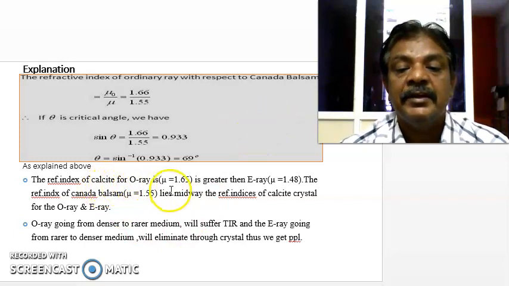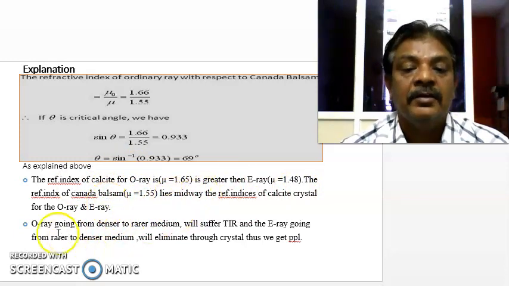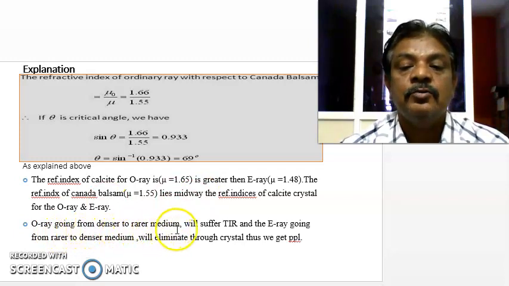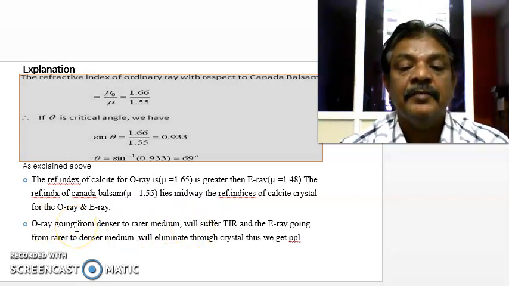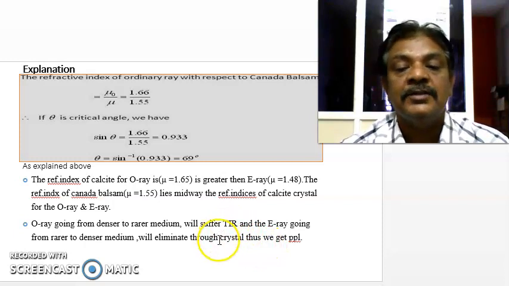Now, the refractive index of the ordinary ray and the refractive index of Canada balsam are all given here. The ordinary ray is going from a denser to a rarer medium. The extraordinary ray has less refractive index, the ordinary ray has more refractive index, hence it is traveling from a denser medium to a rarer medium, which is the first condition to satisfy total internal reflection. The second condition is that the angle of incidence must be more than the critical angle. That condition is satisfied by setting the light at more than 69 degrees. Like that, we can eliminate the ordinary polarized light and we get extraordinary polarized light as the output.